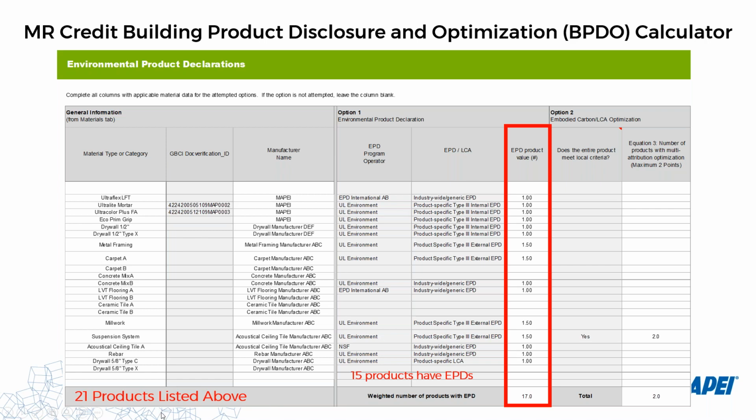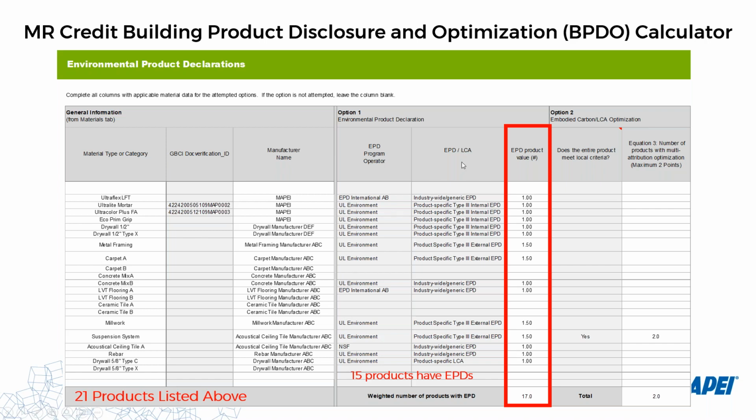So as part of the documentation you have to submit for LEED, you're required to fill out every single product, or every applicable product that would fit on this spreadsheet in the column here. And LEED totals up the number of materials that you have in this column. So in our example here, we have 21. Of these 21, 15 of the products or materials have an EPD.